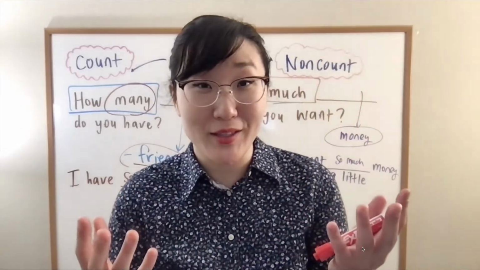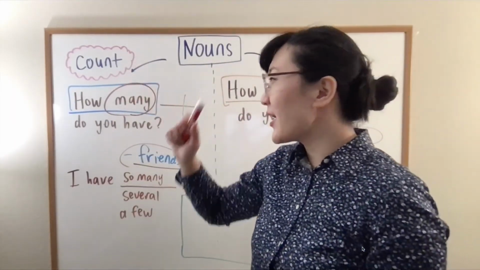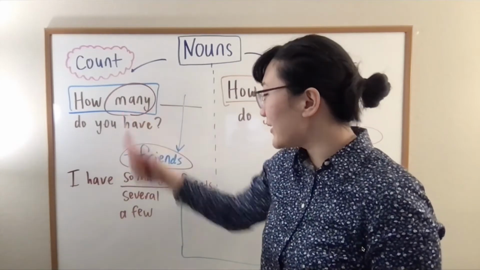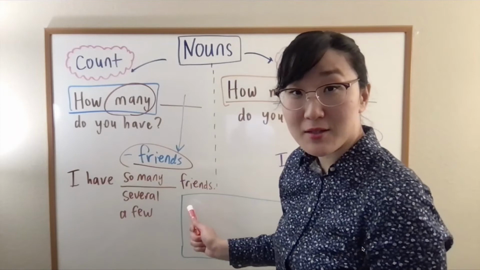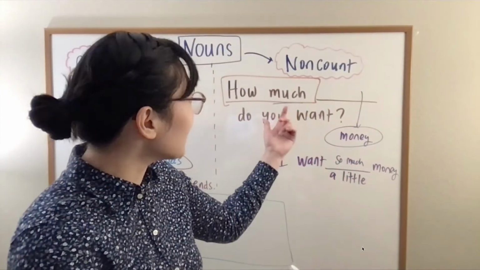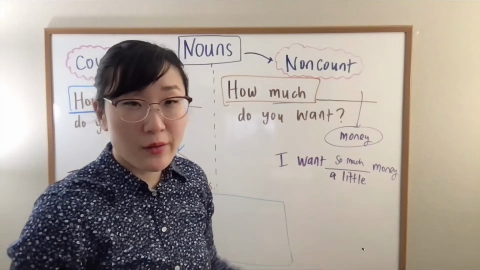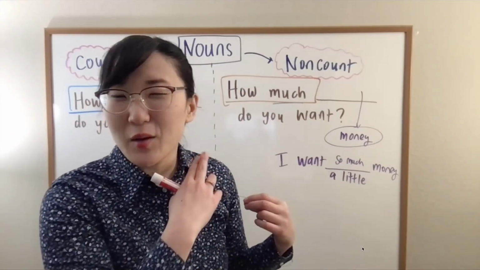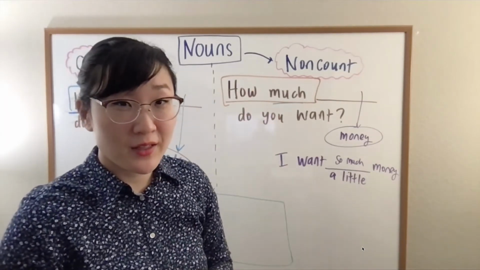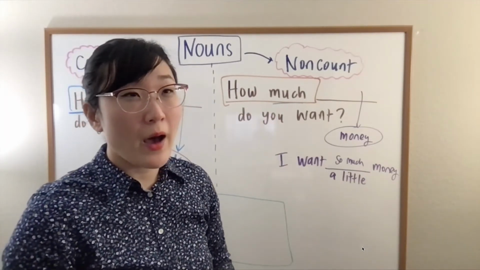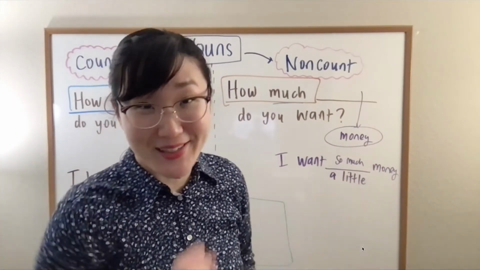I know what you're thinking. This is too much. When we talk about countable nouns, Caroline, you are saying I can put many, several, or a few in front of my countable nouns. And when we talk about non-countable nouns, I can use the word much or a little. For example, I want to cut a little bit of my hair. Or I just want a little sugar in my coffee. Or, oh, I have so much free time this weekend. I cannot wait to sleep.